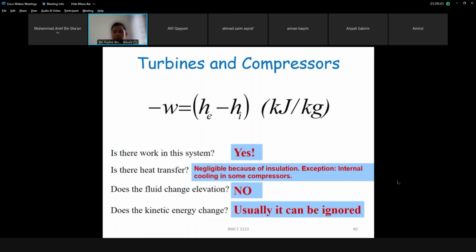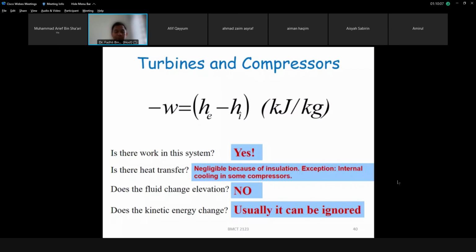Is there heat transfer? This is based on the problem. Basically, turbine and compressor is an adiabatic system. Adiabatic maksudnya heat cannot be transferred in and out. Tapi ada juga kadang-kadang problem yang diberikan, mereka memberikan heat transfer. So you need to read the problem properly.